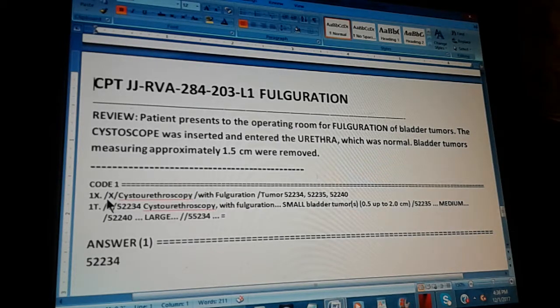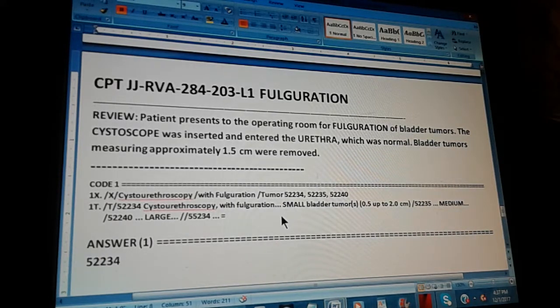First, you go to the index. You start with cystourethroscopy, because that's a cystoscope that is inserted through the urethra, which is our case. And then with fulguration, which means they're not just looking with the scope, but they're also going to do something. They're going to destroy tissue with fulguration. So you have to look for the with fulguration. And what are they destroying? They are destroying the tumor. So you have to look for the word tumor.